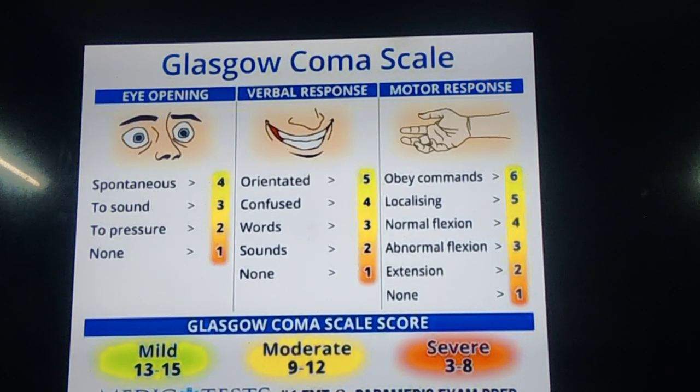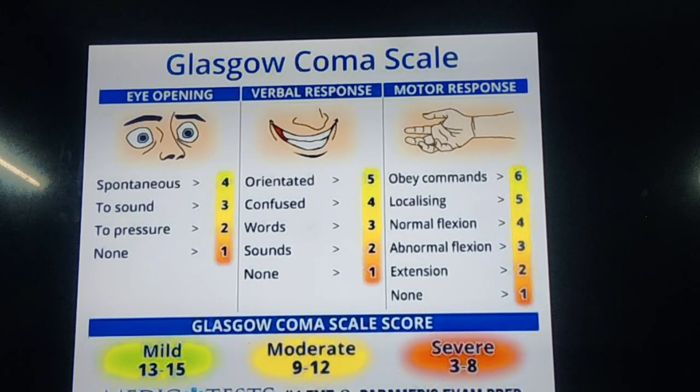Glasgow Coma Scale, GCS. It is one of the gold standards now of neurological assessment, especially for the trauma patient, and it has become a method of choice. It has become a very important part of neurological assessment, and it is named after the university where it was initially developed by two wonderful neurosurgeons, Graham Teasdale and Brian Jennett.